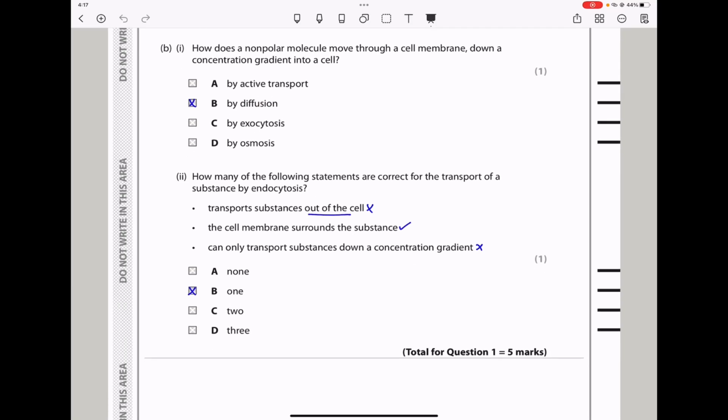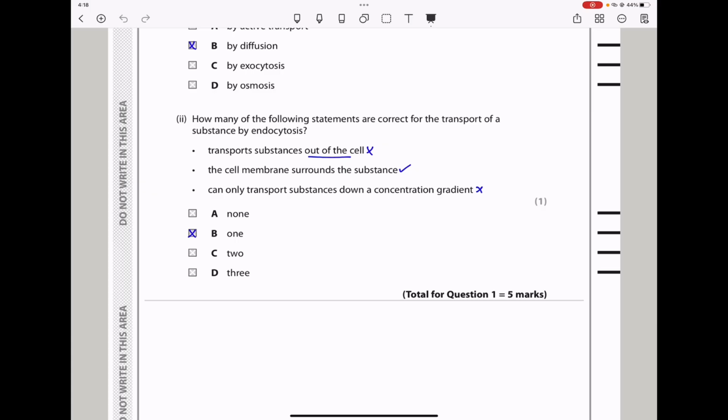Next they say, how many of the following statements are correct for the transport of a substance by endocytosis? Transport substances out of a cell. That is wrong because endo means into, so taking inside the cell. The cell membrane surrounds the substance. That is correct. And can only transport substances down a concentration gradient. This is not correct. So there is only one correct statement, and the answer here should be a B.